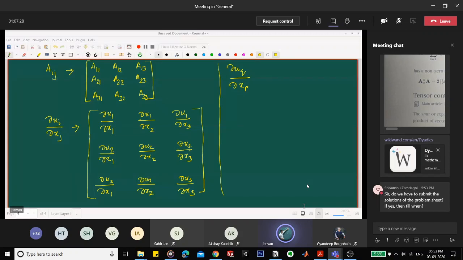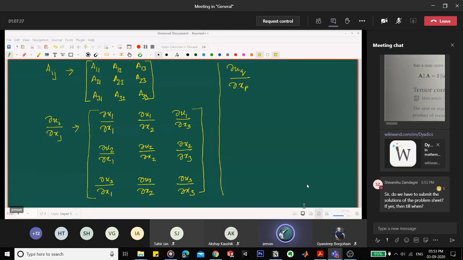Shivangshu is asking a very important question. So, sir, do we have to submit the solutions of the problem sheet? No, you don't have to submit the solutions of the problem sheet. I think I mentioned this yesterday. We have to make a clear-cut distinction about what we mean when we say something. Problem sheet is problem sheet, assignment sheet is assignment sheet. These are 2 separate entities.